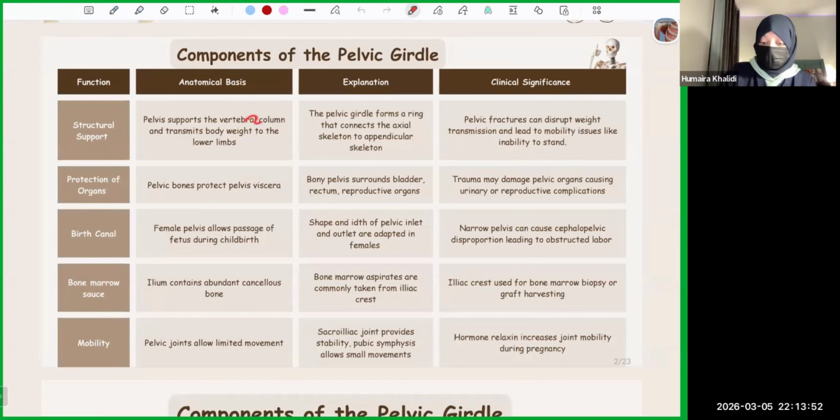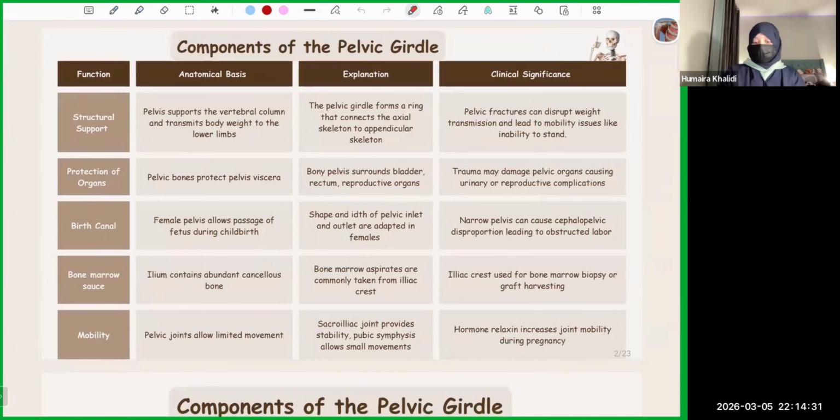For example, the pelvis supports the vertebral column and transmits body weight to both of your lower limbs. So let's say your entire upper body's weight is transmitted to your pelvis, and the pelvis helps in evenly distributing the weight to both of your lower limbs. And then you have this thing called the sacrum. I'm going to describe what it is in detail. But here's how it works: the sacrum would have a joint which helps in mobility and it helps in weight transmission.